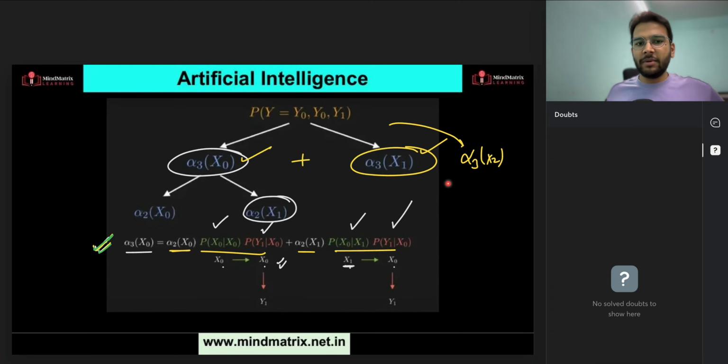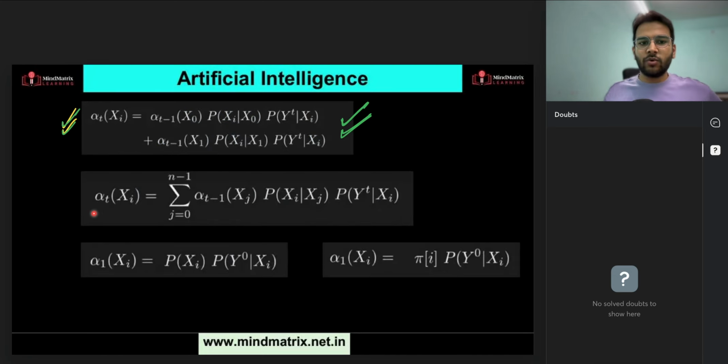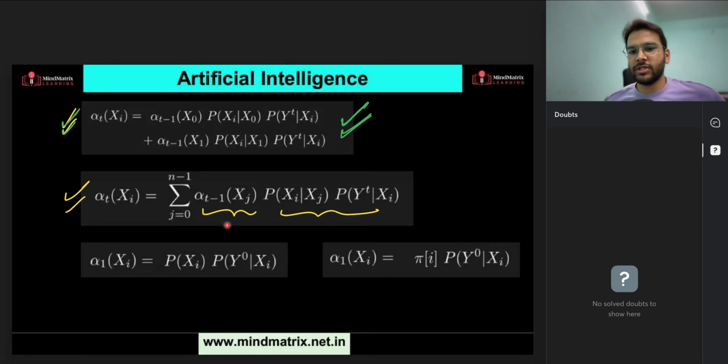So basically, ultimately what you are doing is adding these two values. If you have more values, you are going to add them also. So it is going to be nothing but the summation of j equal to 0 to n minus 1 of alpha t of the same equation. You are just adding all those, the same thing. Correct?